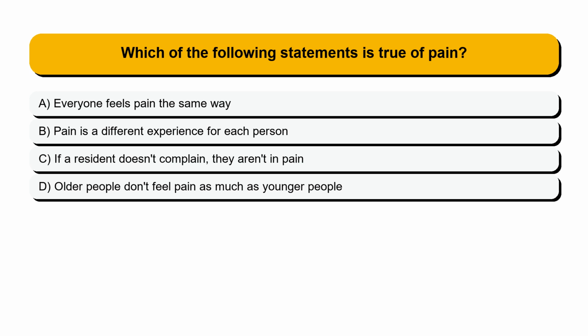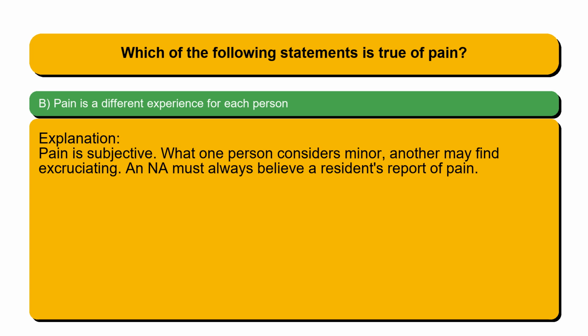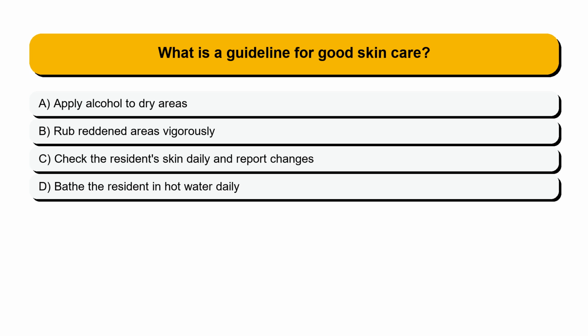Question 80. Which of the following statements is true of pain? Option A, everyone feels pain the same way. Option B, pain is a different experience for each person. Option C, if a resident doesn't complain, they aren't in pain. Option D, older people don't feel pain as much as younger people. The correct answer is option B, pain is a different experience for each person. Pain is subjective. What one person considers minor, another may find excruciating, and you must always believe a resident's report of pain.